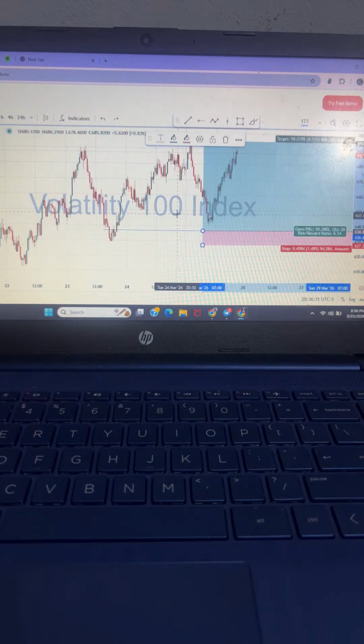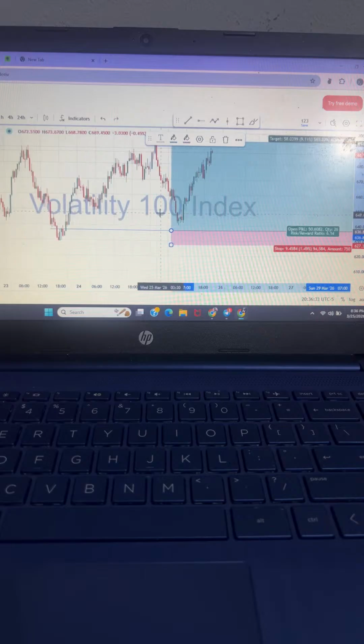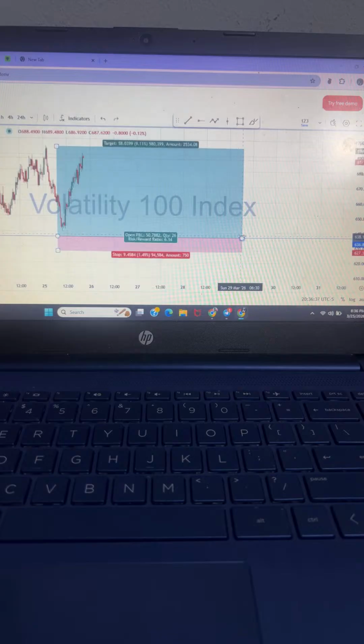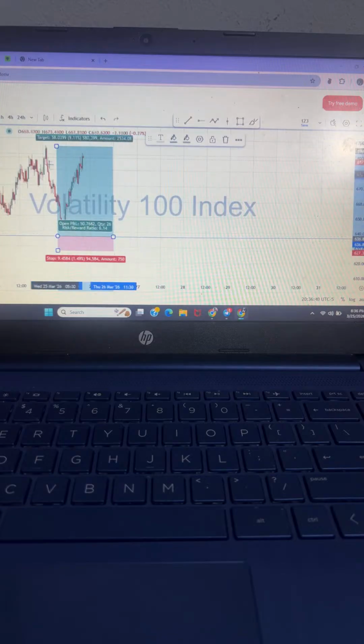I had this 100 sell buys that I was waiting on, 2 that didn't play out. Price didn't tap my zone.